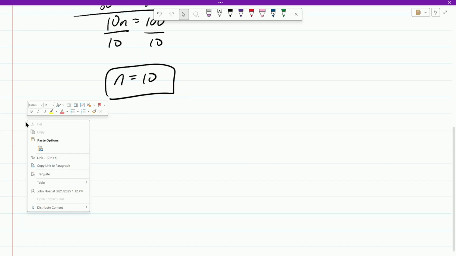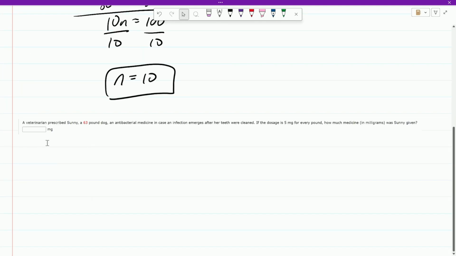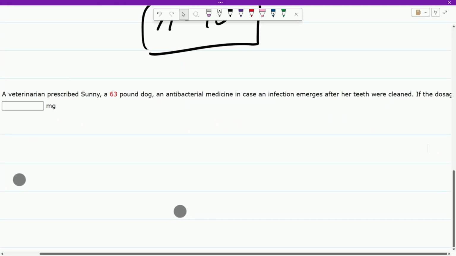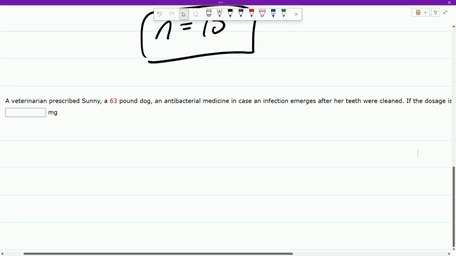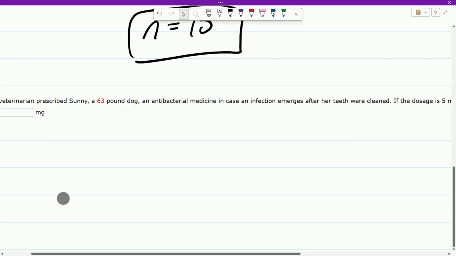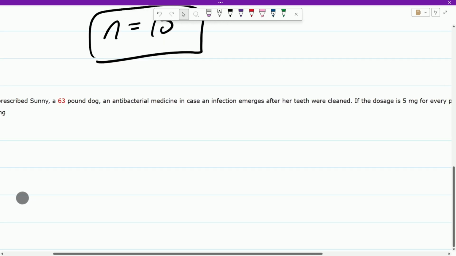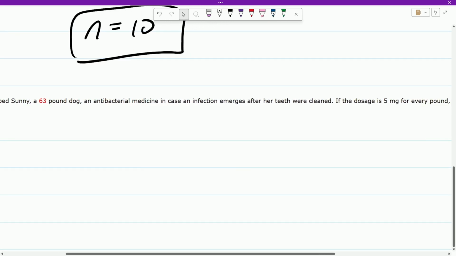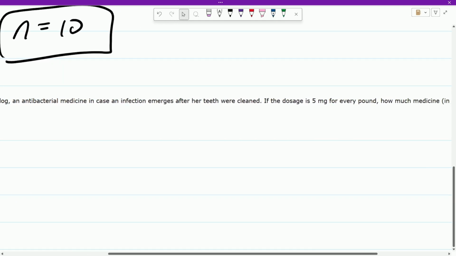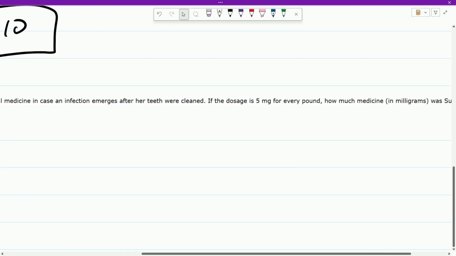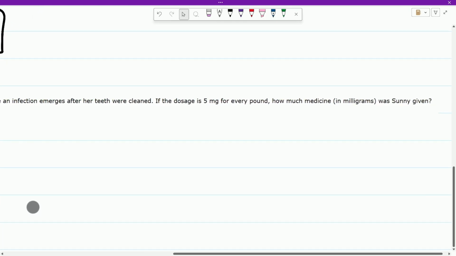So now we're going to do question number 2. So let me just paste that in here. And it doesn't look the greatest, but you should have this uploaded, or at least on your screen. So we'll go through it together. So a veterinarian prescribed Sunny, a 63-pound dog, an antibacterial medicine in case of an infection that emerges after her teeth were cleaned. If the dosage is 5 milligrams for every pound, how much medicine in milligrams was Sunny given?